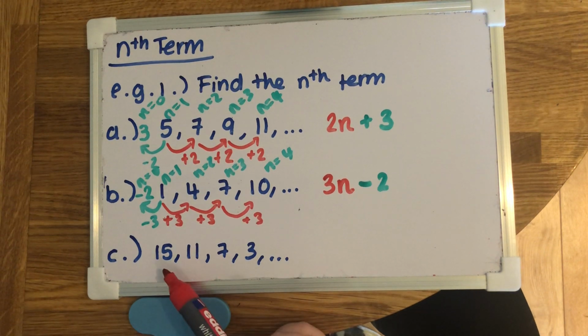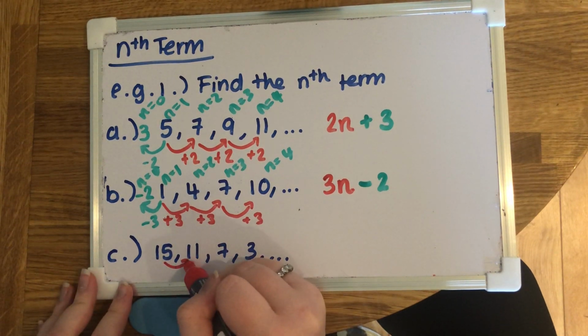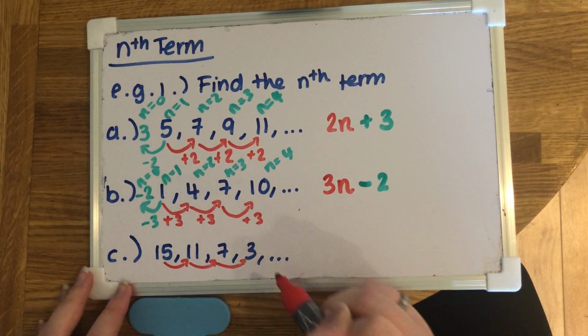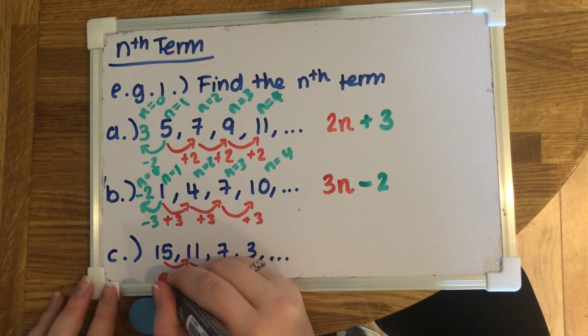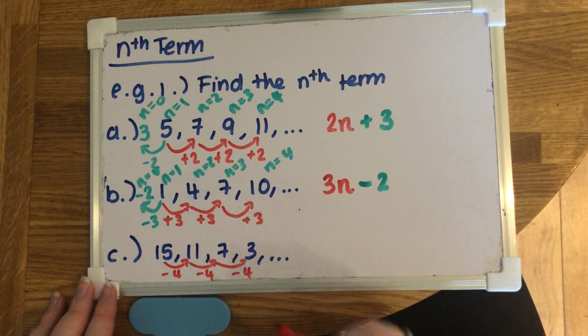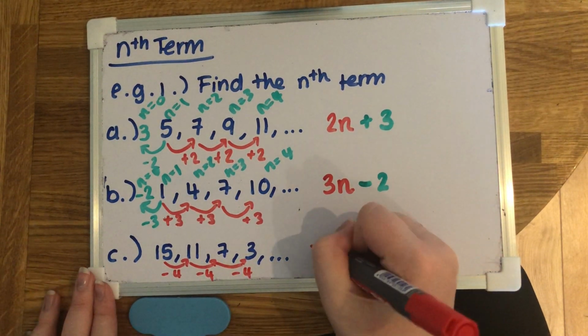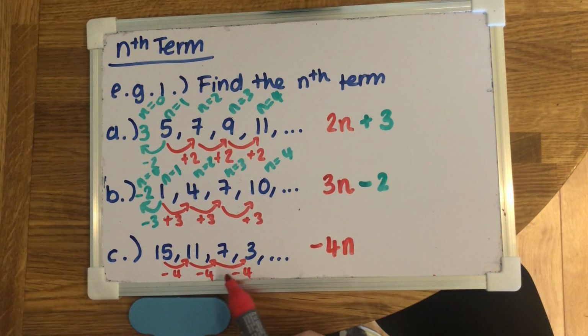We've got these numbers 15, 11, 7, 3. We're going to see what we do to get to the next one. If you notice, this sequence is going down instead of up, like what A and B were doing. To get from 15 to 11, we have to subtract 4. And again, subtract 4 to get from 11 to 7, and again for the next one. So it's going to be negative 4n. Because we're going down, the negative sign still ends up in front of the n. Then we need to find the one before it.